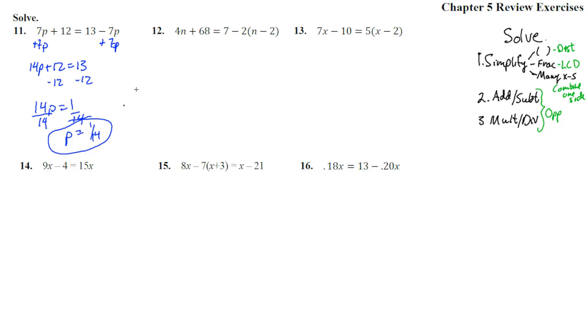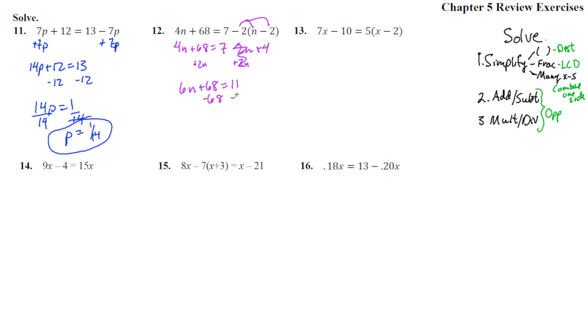Okay, number 12. Do we have parentheses? We do. We can jump that guy in. Now take that negative with it. So we have 4n plus 68 equals 7 minus 2n plus 4. Do you have fractions? No, but we do have many n's. So let's add 2n, add 2n. On this side, they're gone. This side, we get 6n plus 68 equals 11.